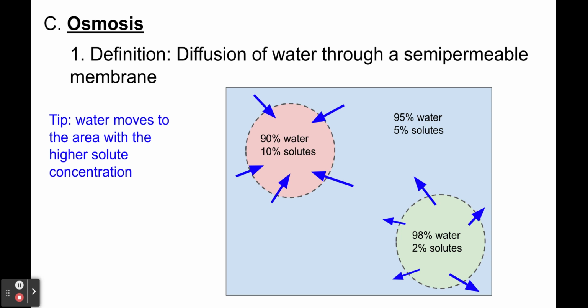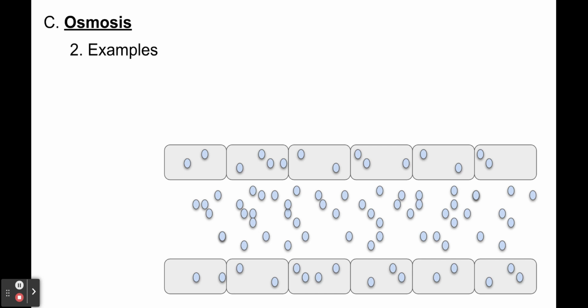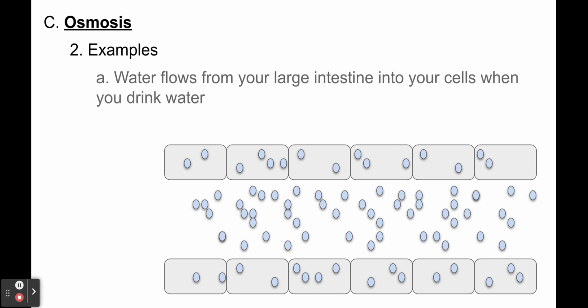So here are some examples of osmosis in your life. Section 2, examples. Example A. Water flows from your large intestine into your cells when you drink water. So your large intestine is a tube, and what you're seeing here is a cross section of that tube. I've taken it and I've cut it in half so you can see the layer of cells on the top, the layer of cells on the bottom, and then all the stuff that's inside your large intestine and moving through it. Let me tell you about it.